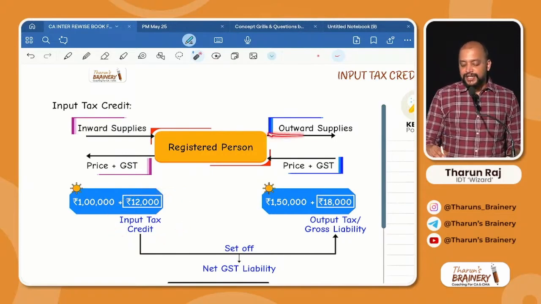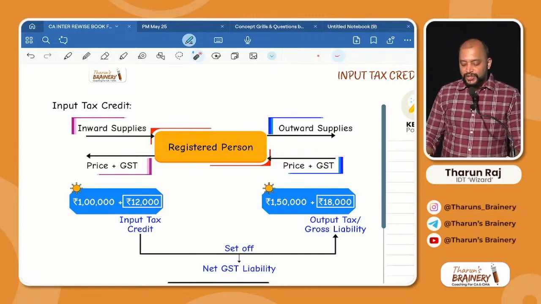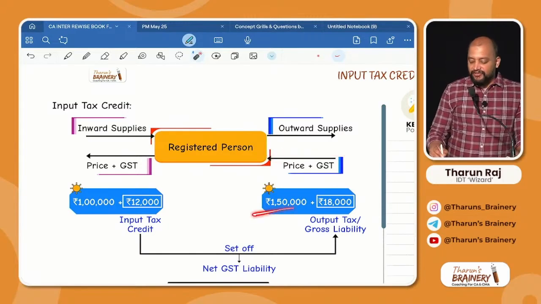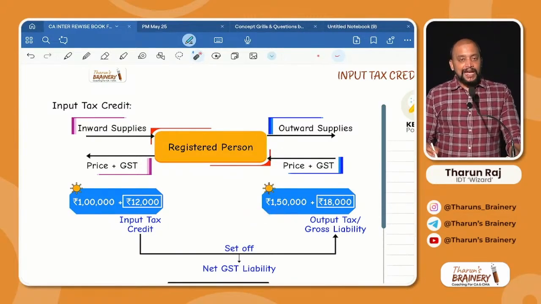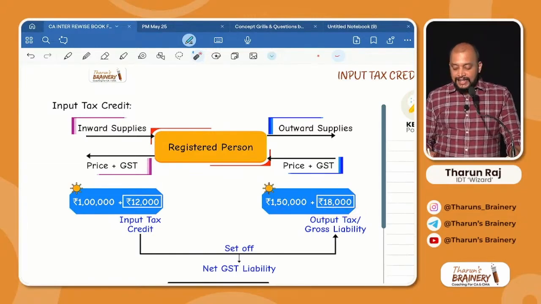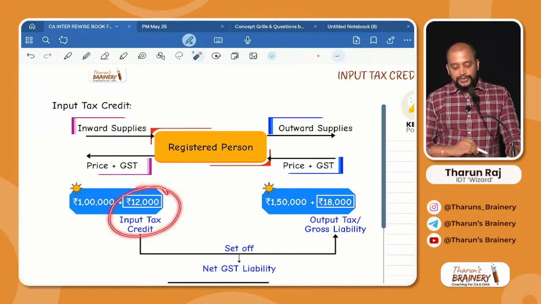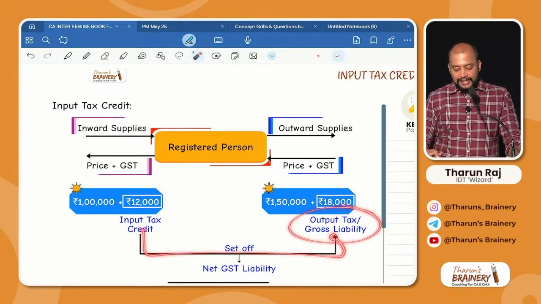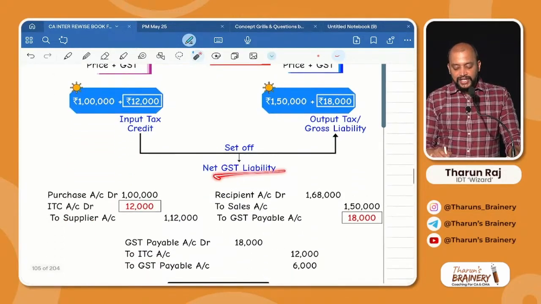Again the registered person will make some outward supplies for which they will receive price plus GST, say 1,50,000 into 12%, that is 18,000, which is their output tax. This output tax is also known as gross liability. This 12,000 is input tax credit, which is set off against the output tax liability. So that is the net GST payable.